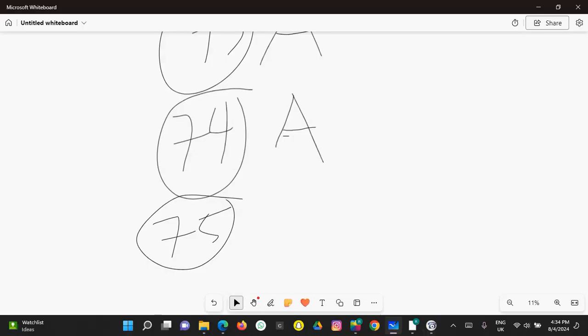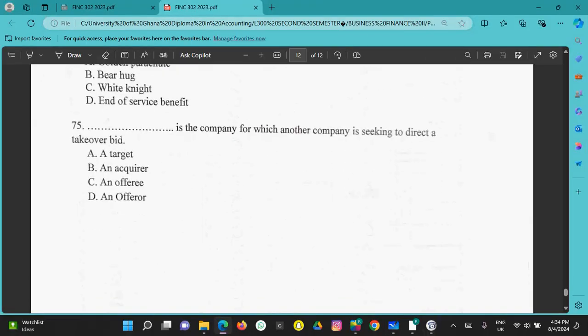75. Dash is the company for which another company is seeking to direct a takeover bid. It is the target. This is the company from which another company is targeting something. So that's the same thing. So this 75 is A.